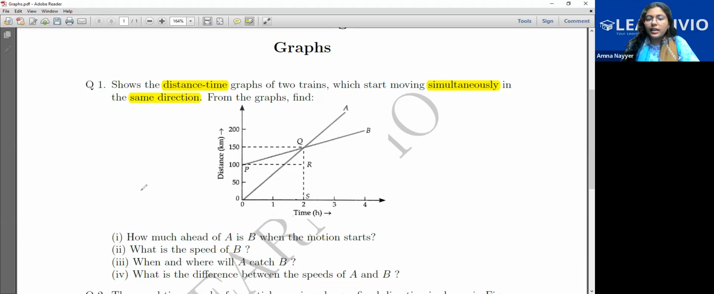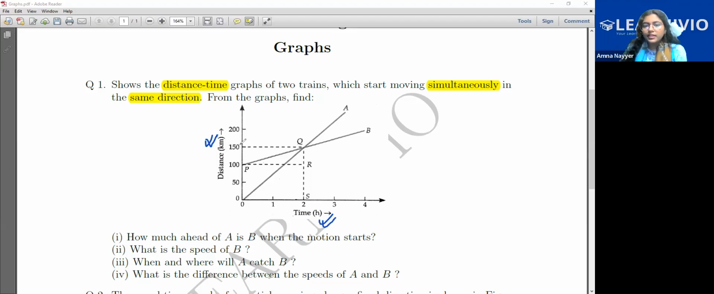Now, the question is saying, how much ahead of A is B when the motion starts. See, first of all, check the units whenever you have the graph. This is given in kilometers. This is given in hours. So there's a difference. You cannot write your answer in meter per second. This is given in kilometer, this is given in hours. So whatever answer you will get, that will be kilometer per hour.